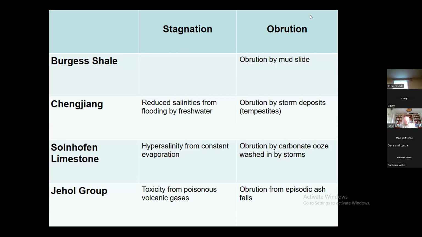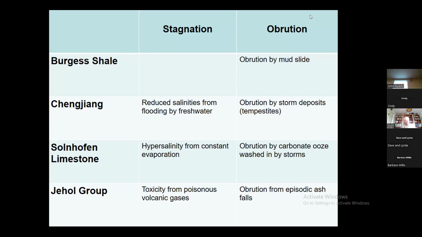Chengjiang, the burial was by the storm deposits, but the death of the biota was really from reduced salinity by that flooding by fresh water. Solnhofen, burial by carbonate ooze, washed in by the storms, but the death of the animals is from hypersalinity. And G-hole, burial from the episodic ash falls, and the death is toxicity from those poisonous volcanic gases.